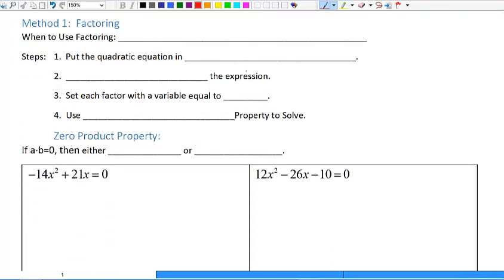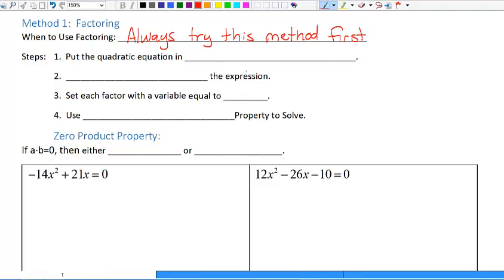So for the first method, factoring, when do you want to use factoring? Well, this is one of those that I always try first. Because factoring is very simple and it comes out very quick if the quadratic equation factors. But not all quadratic equations are going to factor, which is why we need the other methods. But this method I always like to try first because it's quick and fast and easy if it factors.